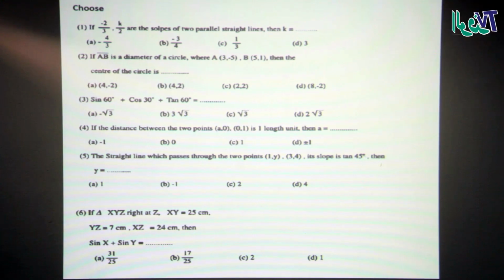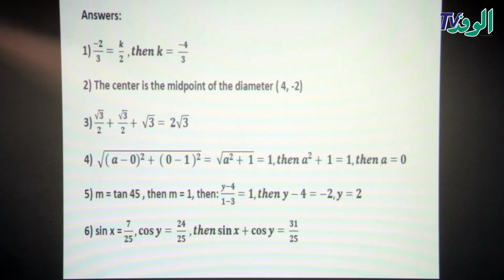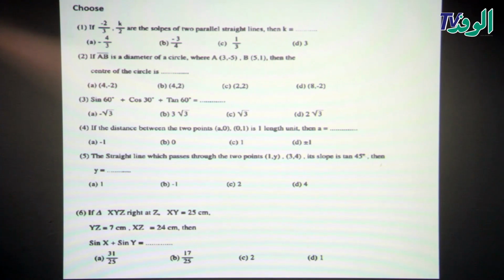So we apply (x1 plus x2) over 2 and (y1 plus y2) over 2 to get the center. Let's see how we did it. The center is the midpoint of the diameter, which comes out to (4, negative 2). How did we get (4, negative 2)? When we compute (3 plus 5) over 2 and (negative 5 plus 1) over 2.